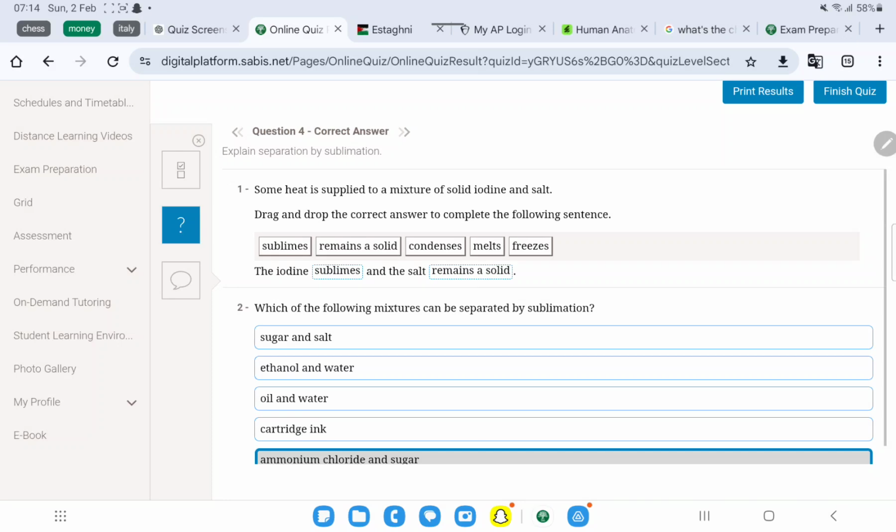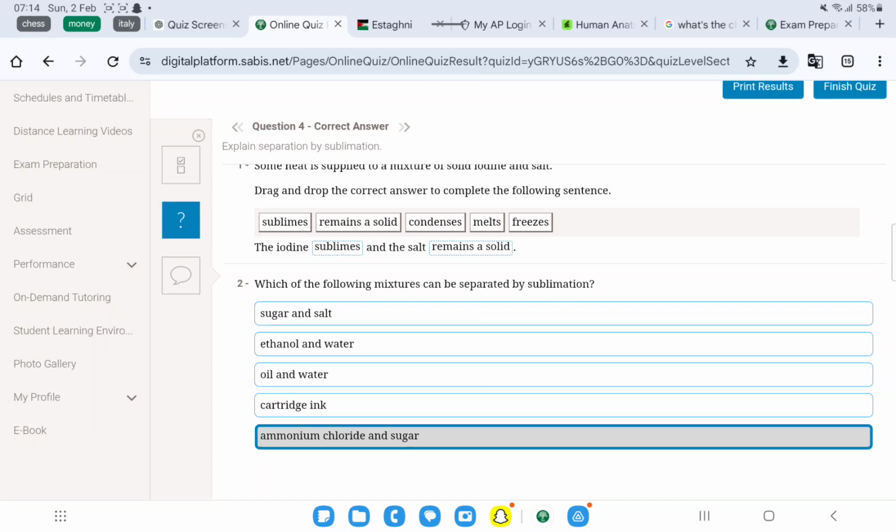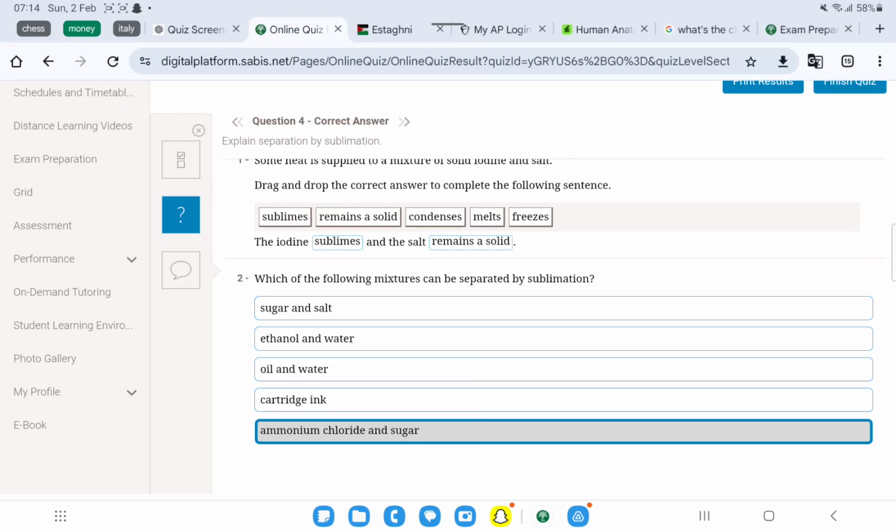Some heat is supplied to a mixture of solid iodine and salt. We're supposed to know that iodine just sublimes from solid to gas, and the salt will remain a solid, so that's how you separate it. And for sublimation, you can't just memorize all of the solids that sublime, so you can do the process of elimination. Sugar and salt, we can use selective solubility.